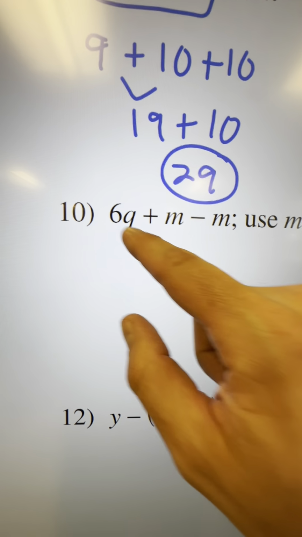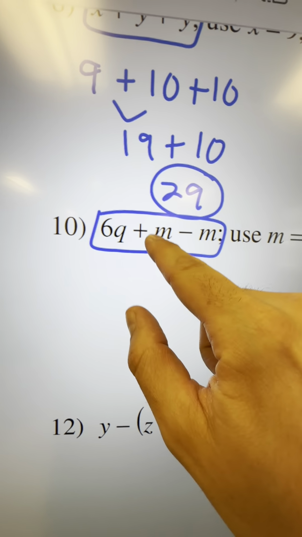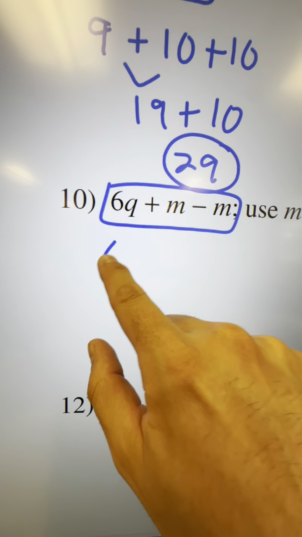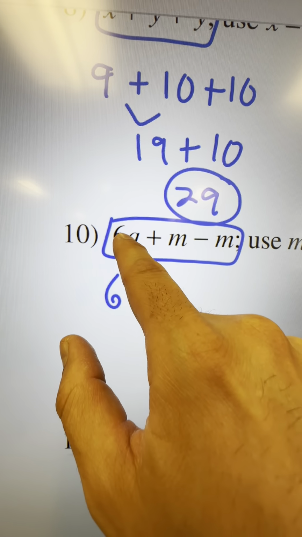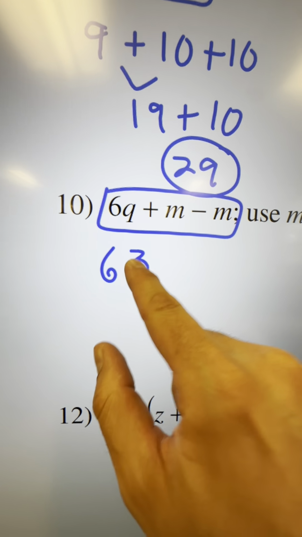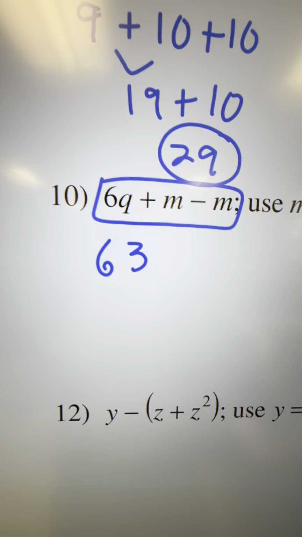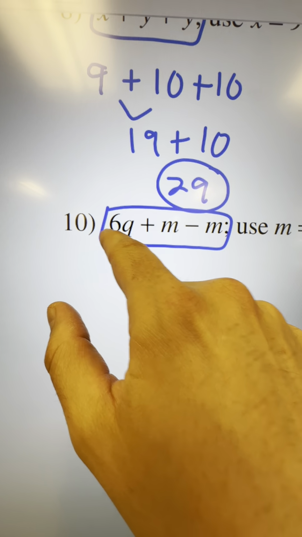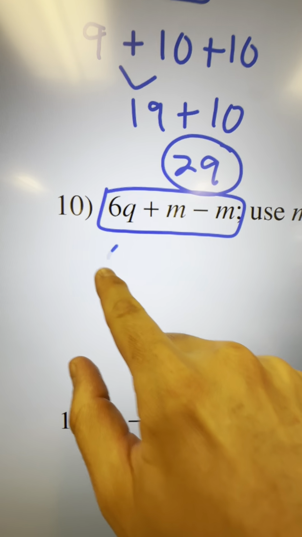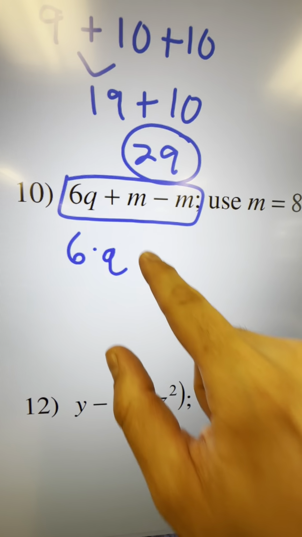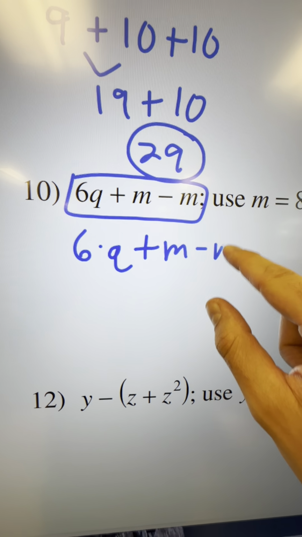All right, here's example number 10. We're going to be doing 6q plus m minus m. M is 8, q is 3. So replace q with 3. Notice here we have a number next to a letter. Be careful, because 6q does not mean I put the 3 here and this becomes 63. That is actually incorrect. If you see a number next to a letter, that means those two things are being multiplied together. So 6 times q in this case, plus m minus m.